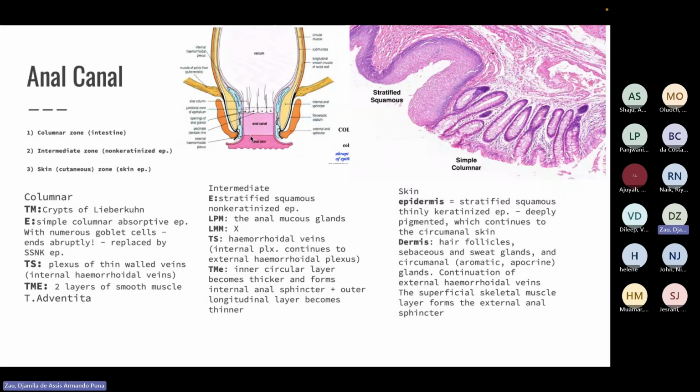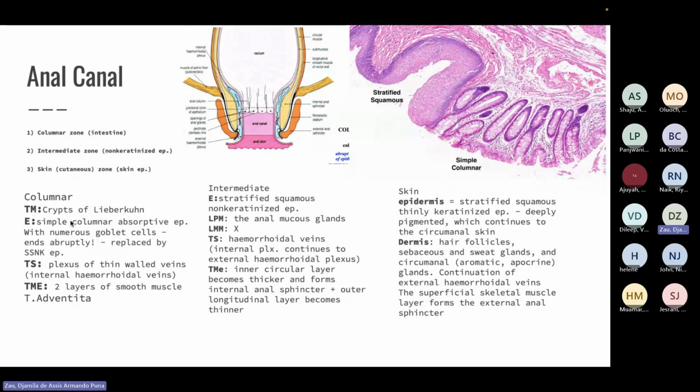So the anal canal is composed, just repeating myself, of three zones. You have the columnar zone, the intermediate zone, and the skin zone. Columnar, intermediate, and skin zone. So the columnar zone, you guys, is going to have crypts of lubricant. It's signifying the part of the anal canal that still contains the same structures of an epithelium as the intestine. You're going to see simple columnar absorptive epithelium with numerous goblet cells.